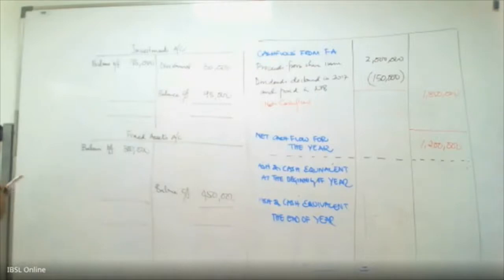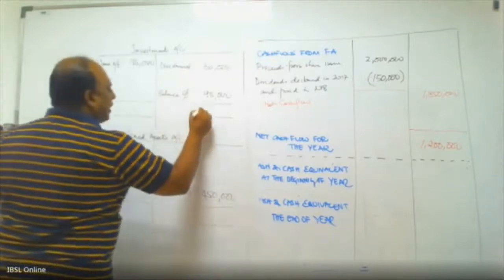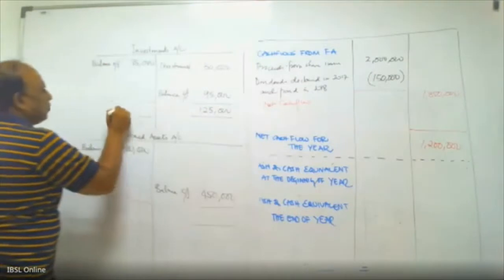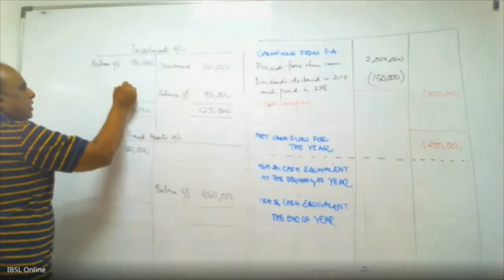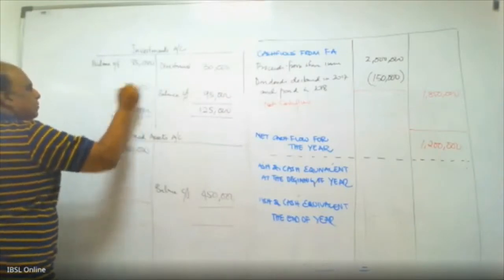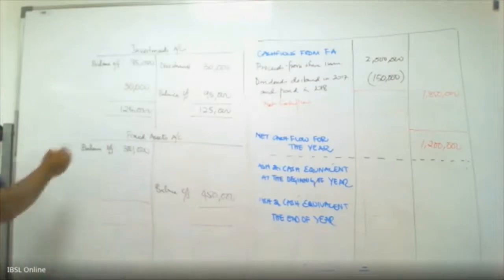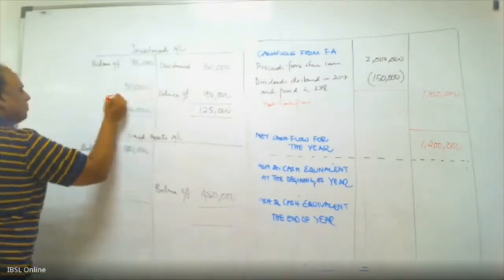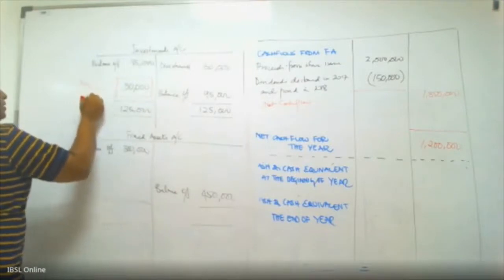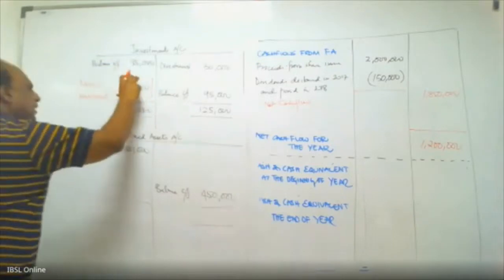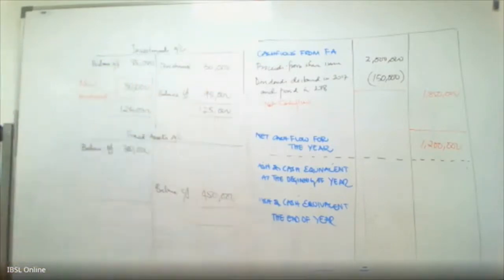So as a result, what will happen now when you balance it? 125, 125. So there will be a balancing figure of 50,000 here. Now what is that 50,000? That is the new investment. You debit here, credit cash. That is how the cash will go out from the business.